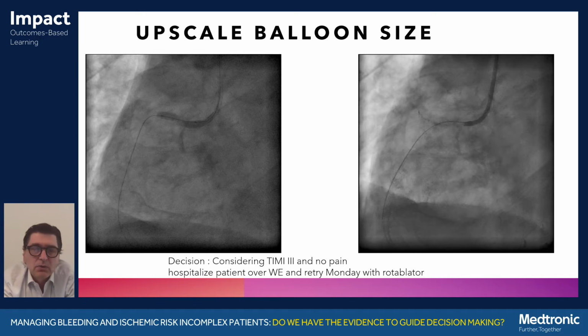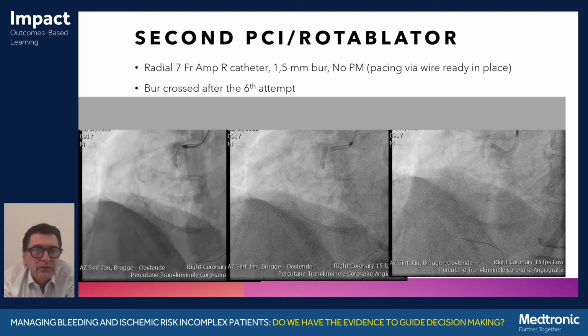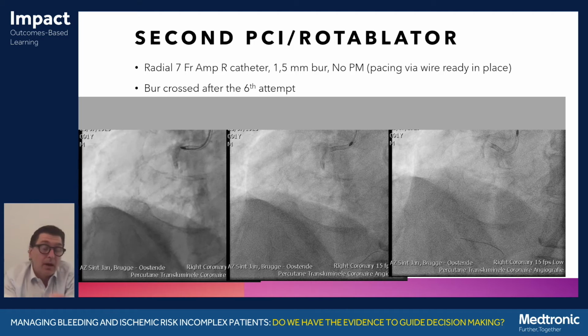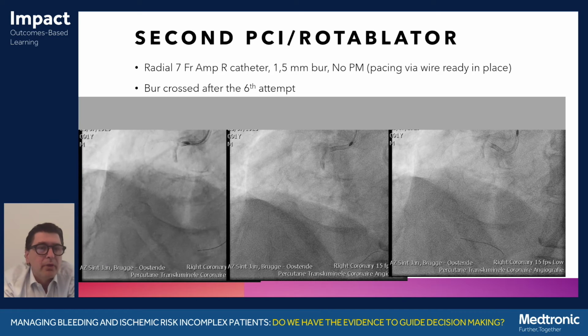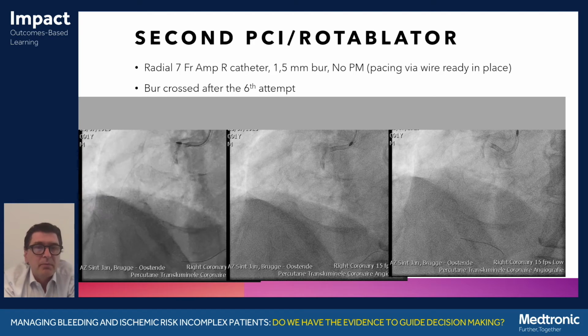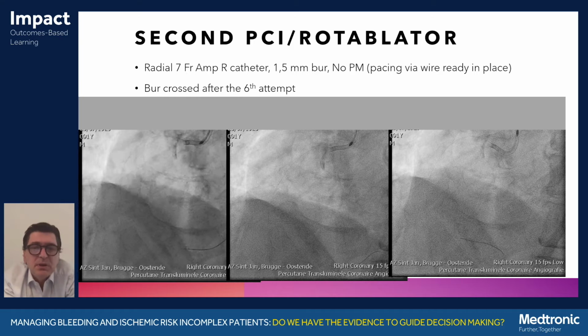So we decided, considering that he was quite stable, to observe him over the weekend. He had TIMI 3 flow, and then take him back on Monday morning and perform rotoblator on this patient. So that was the case. We started the procedure here with the rotoblator, and I did not place a temporary pacemaker, but we were ready to perform pacing through the rotoblator wire and through the groin or through the arm of the patient, if that had been necessary. So as you could see, we started the rotoblator.